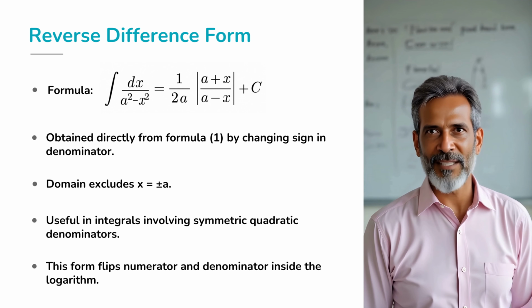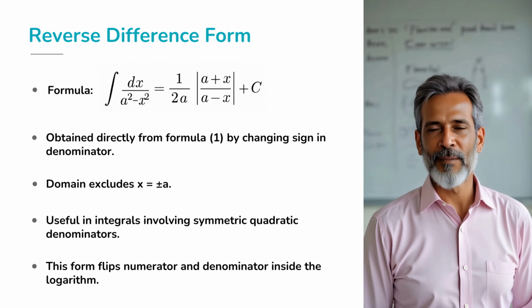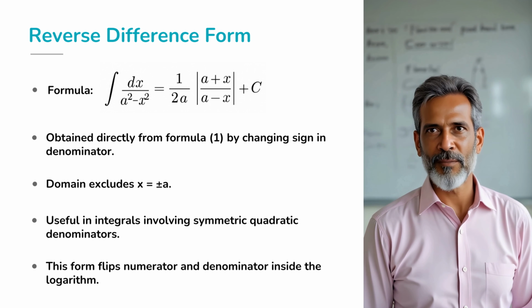It looks very similar to the first formula, but notice the reversal. The denominator has a squared minus x squared instead of x squared minus a squared. That's why the terms inside the logarithm are also reversed. A very common exam trick is to confuse these two.